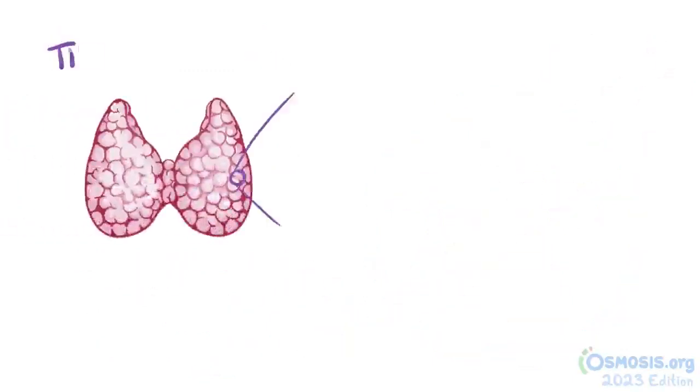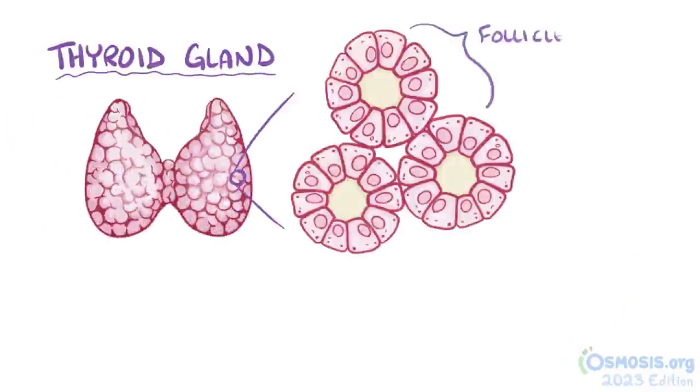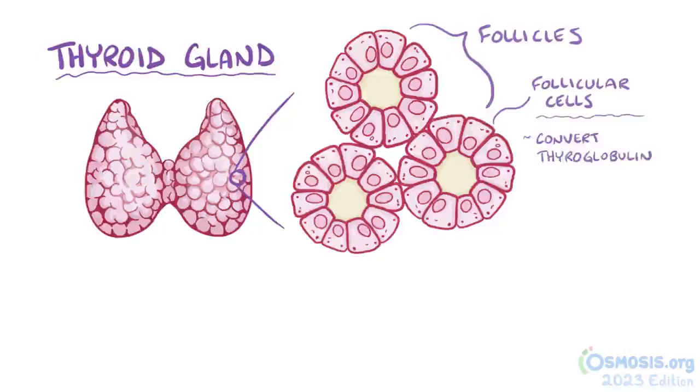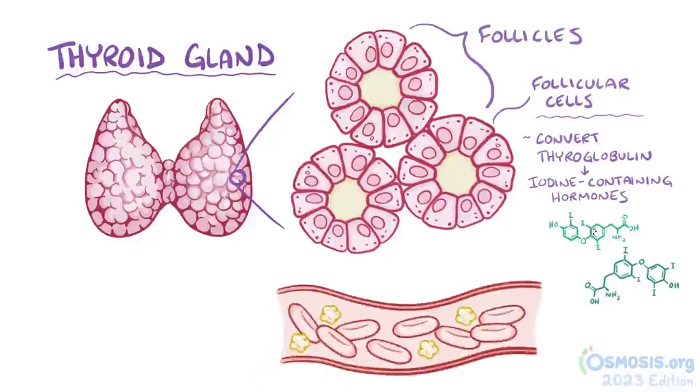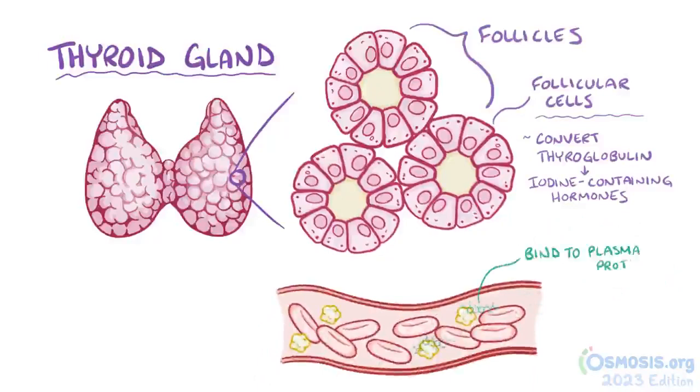If we zoom into the thyroid gland, we'll find thousands of follicles, which are small hollow spheres whose walls are lined with follicular cells and are separated by a small amount of connective tissue. Follicular cells convert thyroglobulin, a protein found in follicles, into two iodine-containing hormones, triiodothyronine, or T3, and thyroxine, or T4. Once released from the thyroid gland, these hormones enter the blood and bind to circulating plasma proteins.